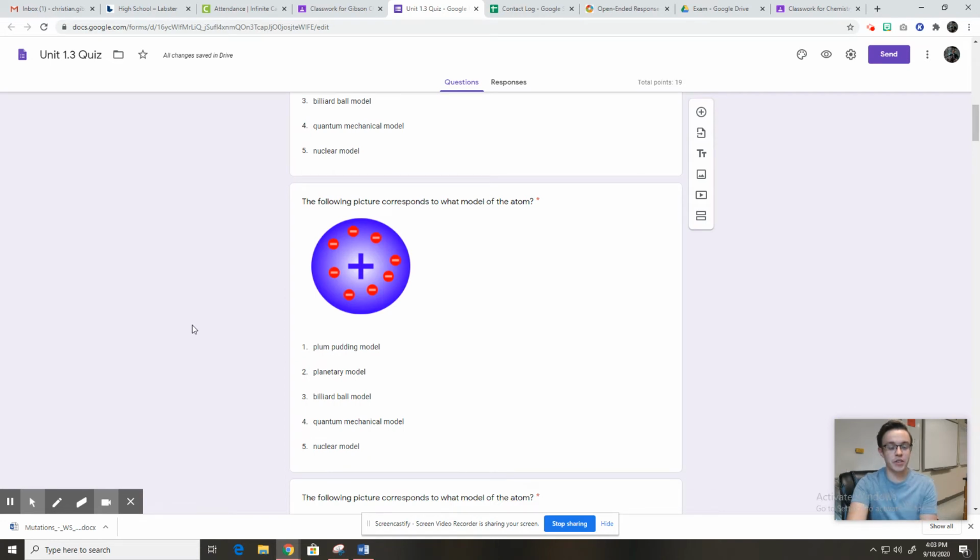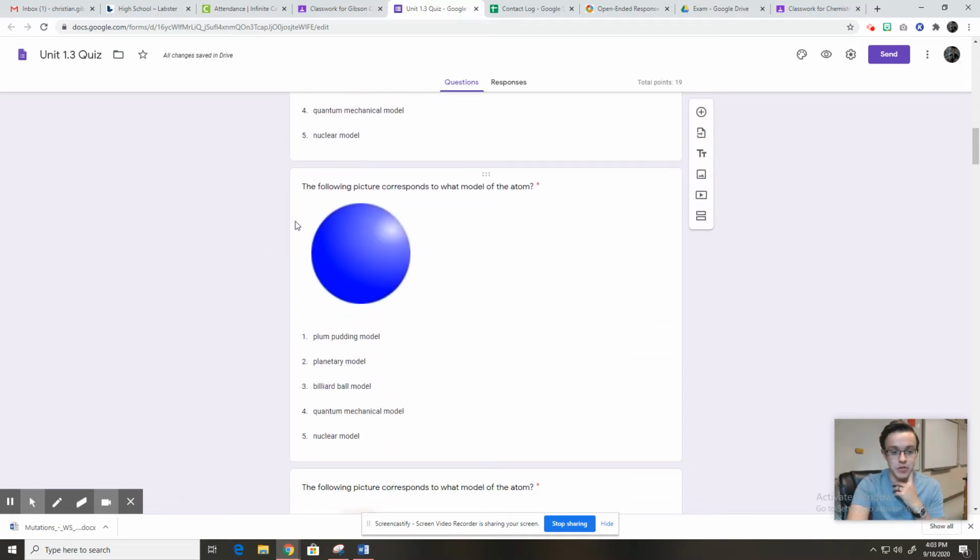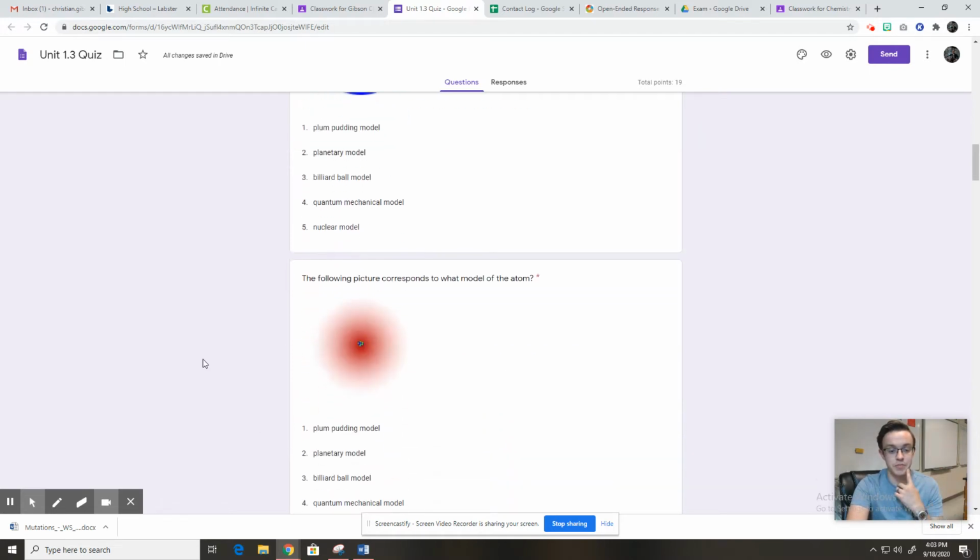Next question, the following picture corresponds to which model of the atom? So for this picture, is it the plum pudding model, planetary model, billiard ball model, quantum mechanical model, or the nuclear model? For this question, the following picture corresponds to what model of the atom? So here you have this model in this picture. Is that the plum pudding model, planetary model, the billiard ball model, quantum mechanical model, or the nuclear model?